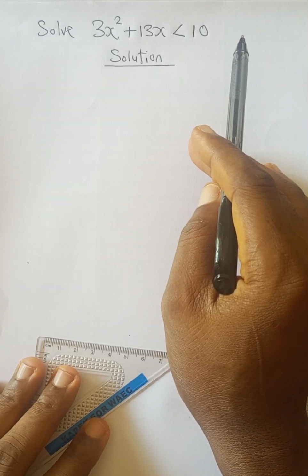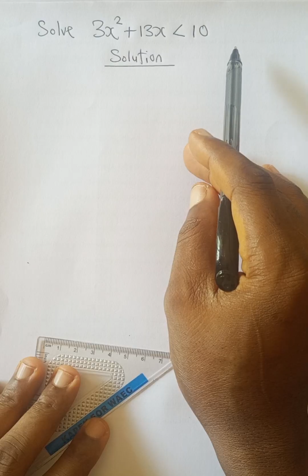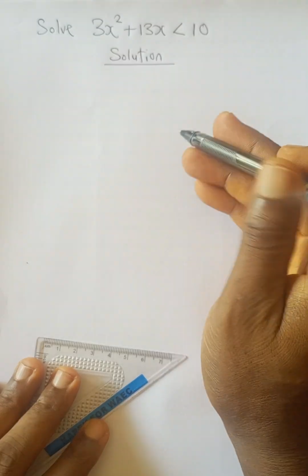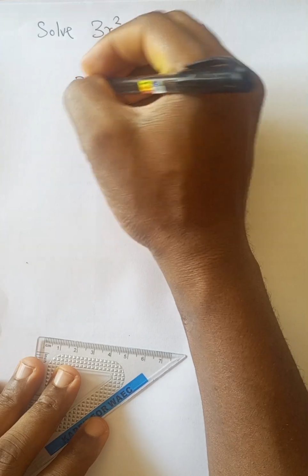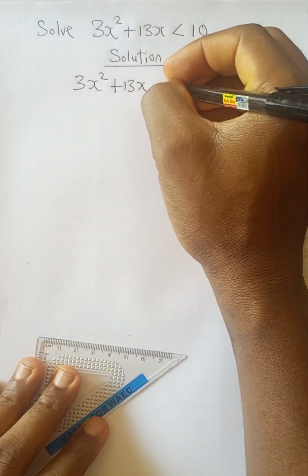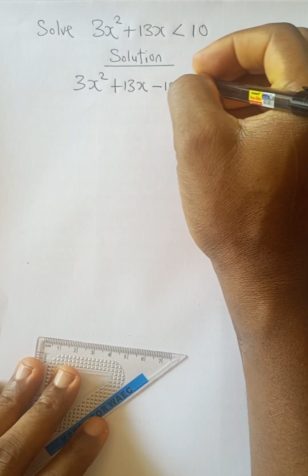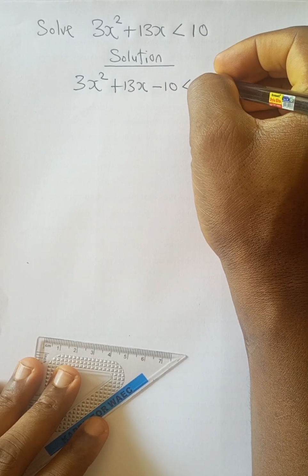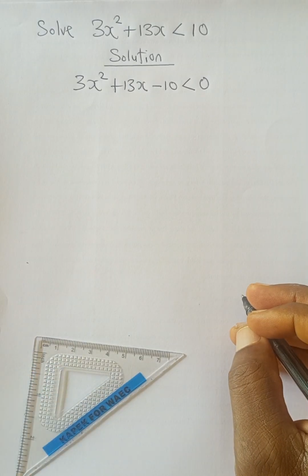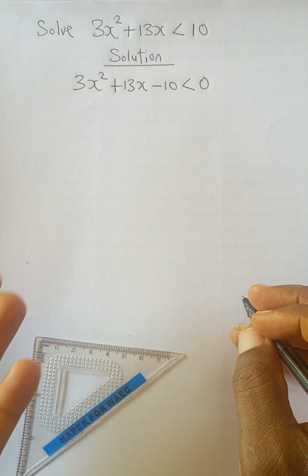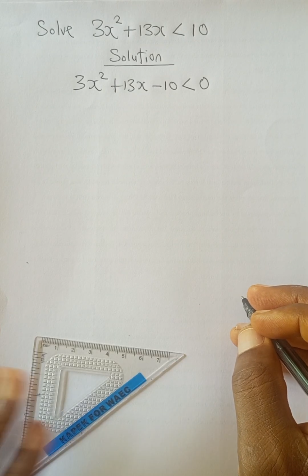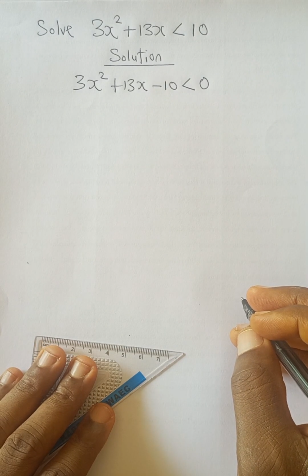So just the way you will solve a quadratic equation, you start by moving this 10 to this side. If we do that, we are going to have 3x squared plus 13x minus 10 is less than 0. So what do we do next? We have to factorize it, or you can use the formula method to solve it. In this approach, you just have to factorize. Are you getting it? You have to factorize it.